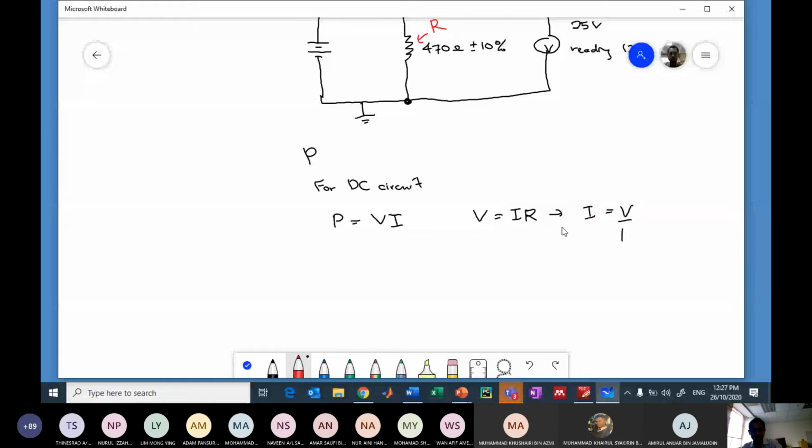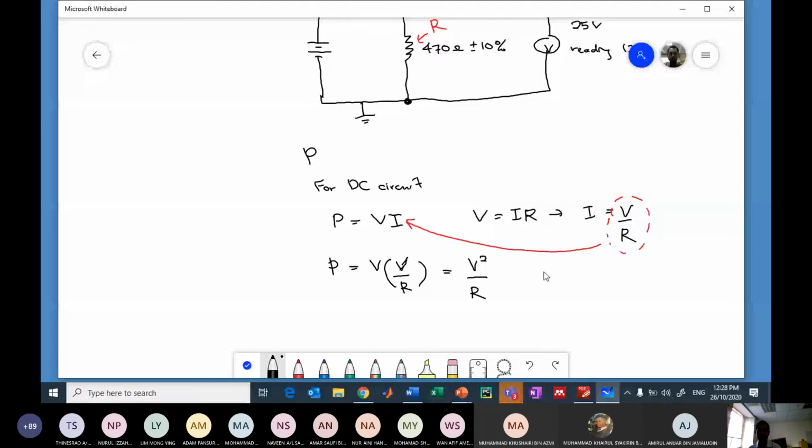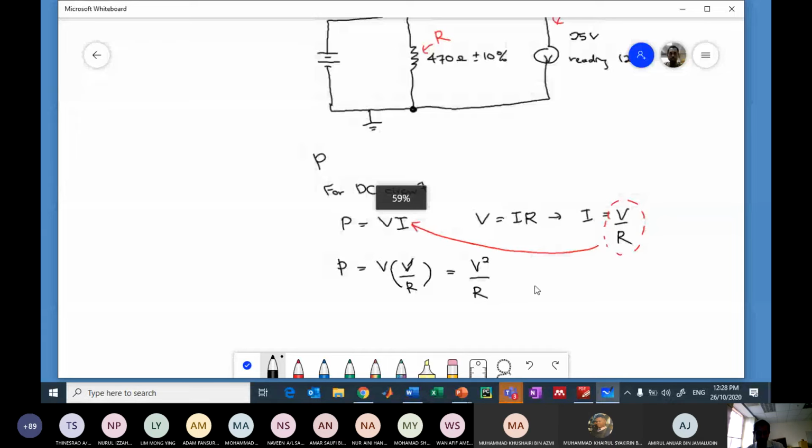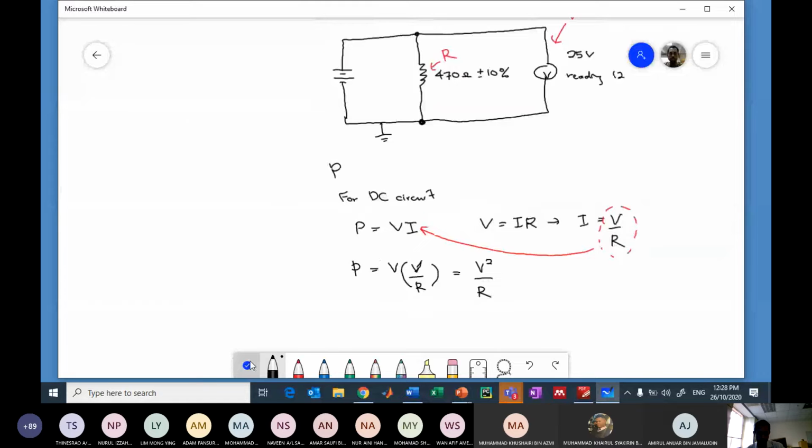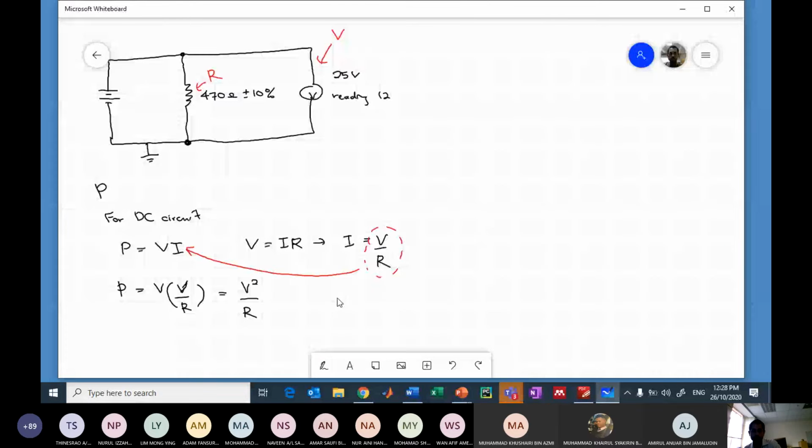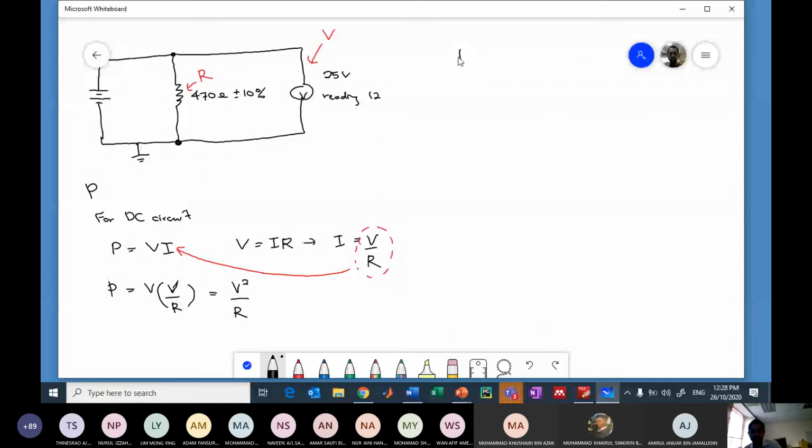Sorry, not this one. The value of V over R here, into I here. So we are going to get P equals V multiplied by V divided by R. So we have V squared divided by R. Okay, so P equals V squared divided by R. So now it's just a matter of calculating.